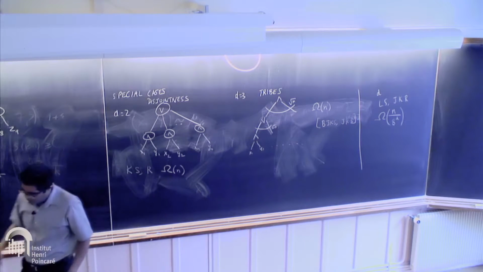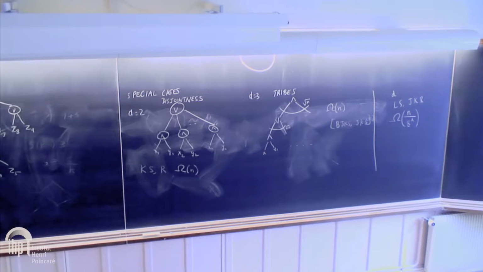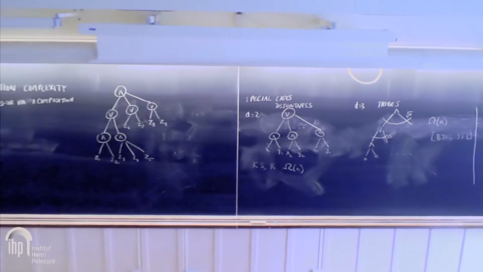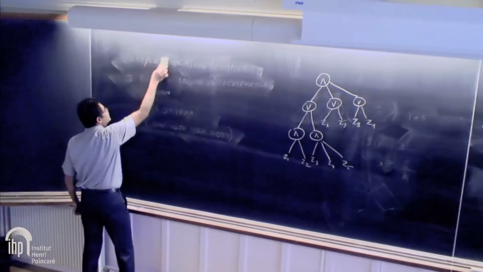So why do we think there should be, what's the kind of bound that we're actually looking for? Let's look at the upper bound, to understand what we actually want to show.